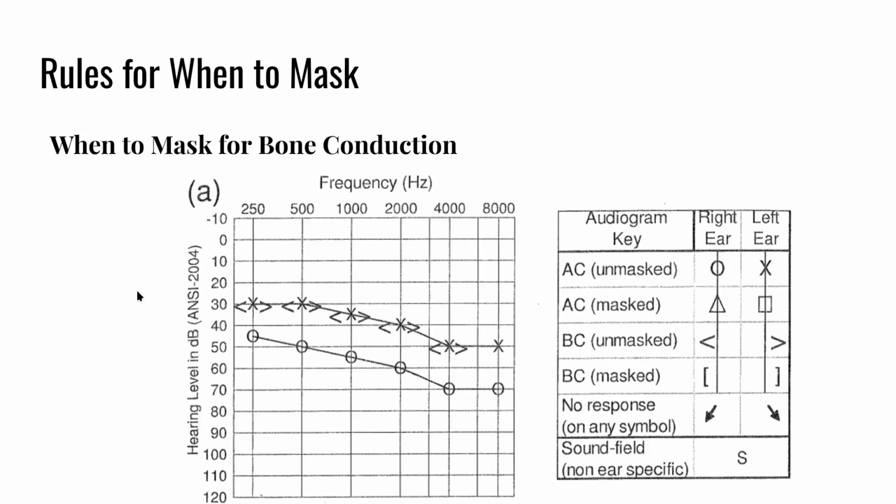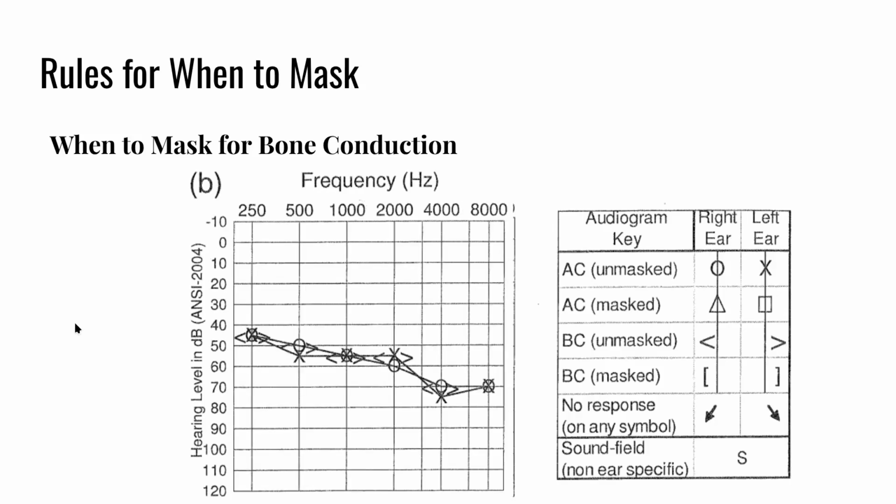So again, we see that there's a gap between right ear air conduction thresholds and unmasked bone conduction thresholds for the right ear. We see there's a gap greater than 10 dB, so we need to mask for bone conduction for the right ear. It's as simple as that.